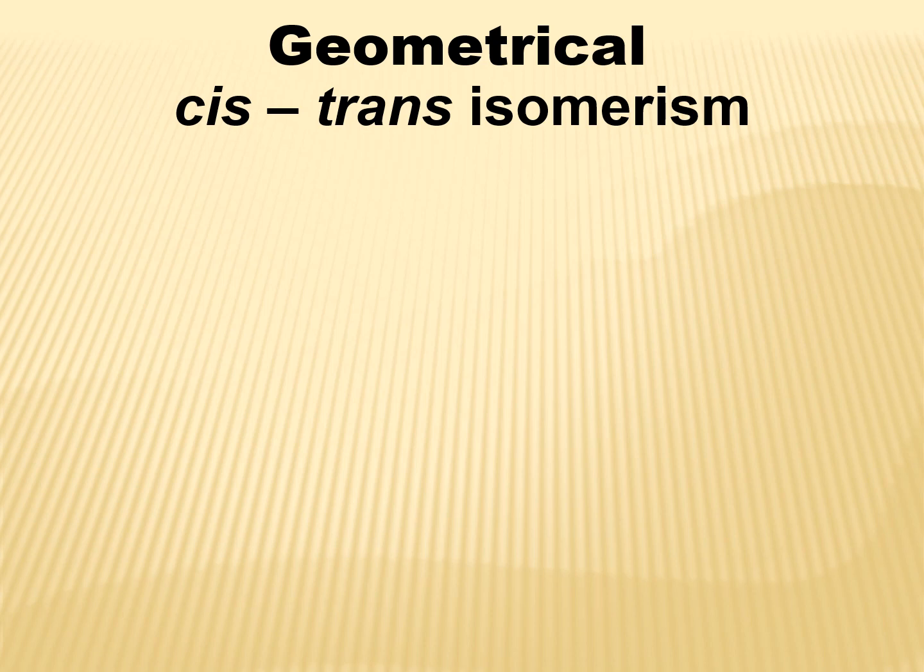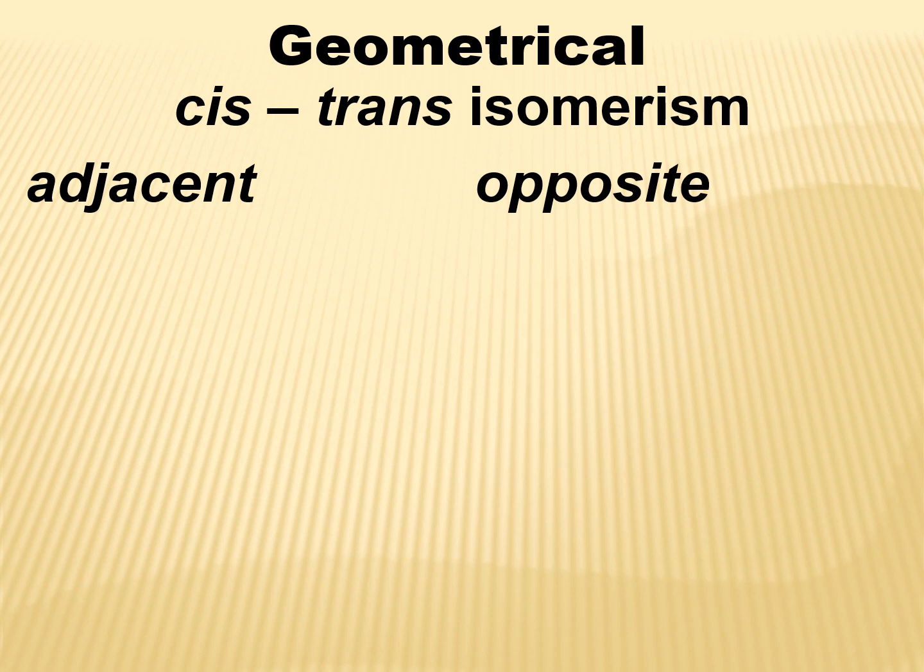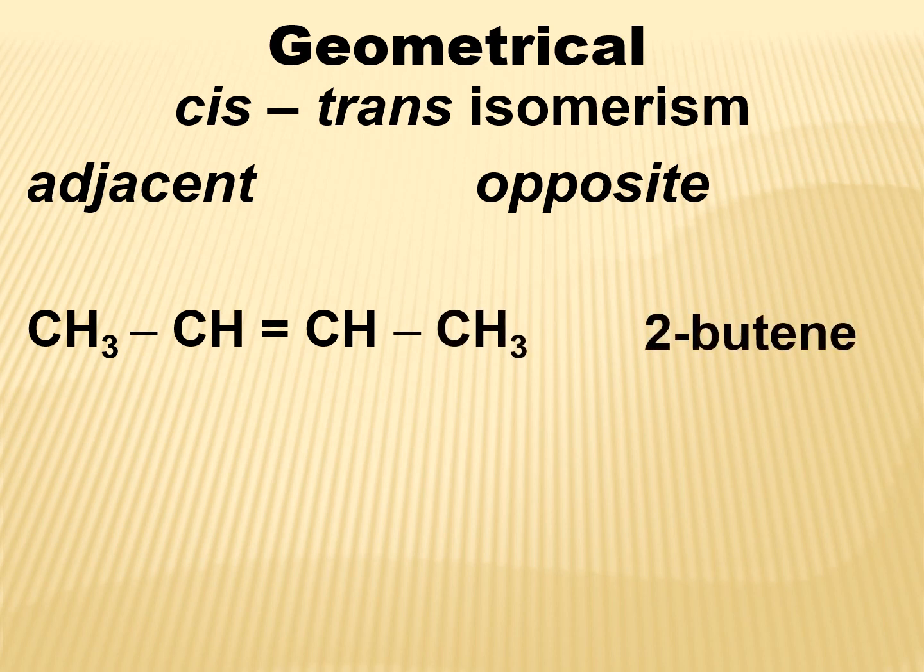Now let us move on to geometrical isomers. Geometrical isomers, I told you, are cis-trans isomers. So cis means adjacent, the same side. Trans means opposite. So cis-trans isomerism. If you look at this example, 2-butene, you can see it's an olefin. It contains a double bond. There is a carbon-carbon double bond at the center, and this carbon has two functional groups attached, one is the methyl group and the other a hydrogen, and this carbon also has a methyl group and a hydrogen attached.